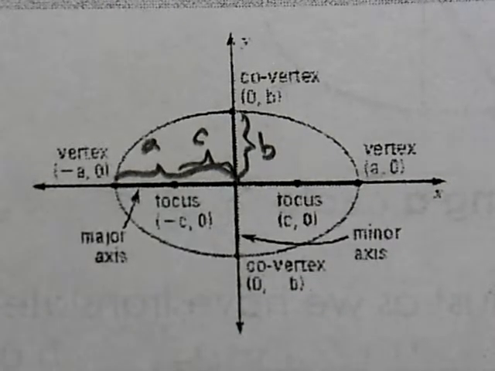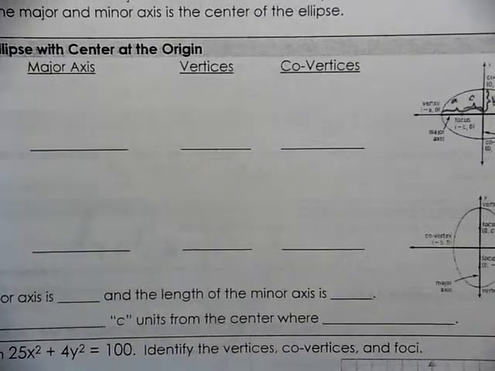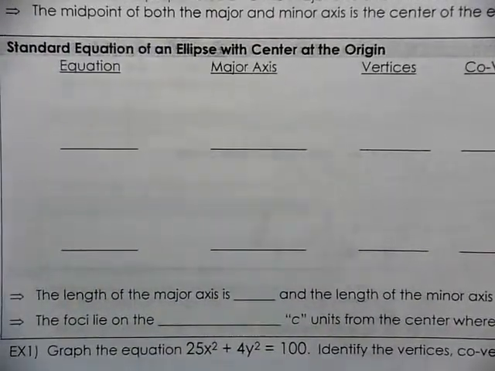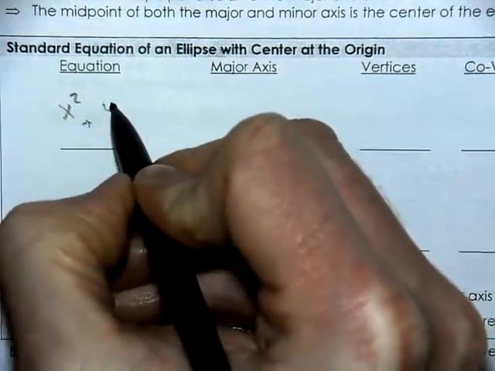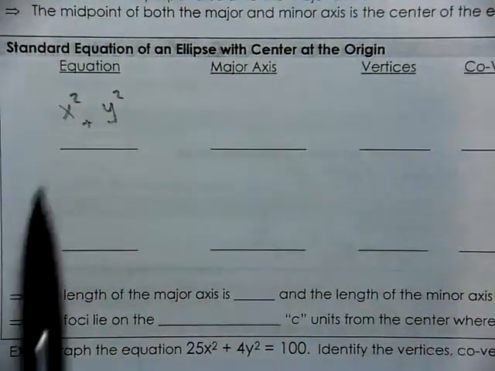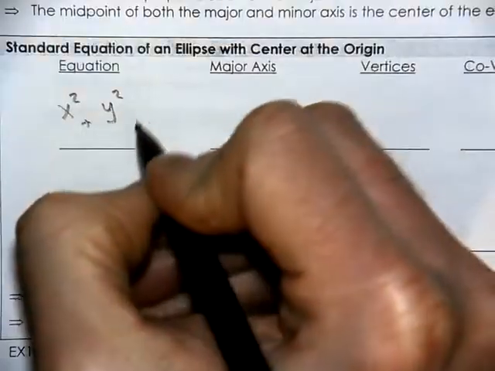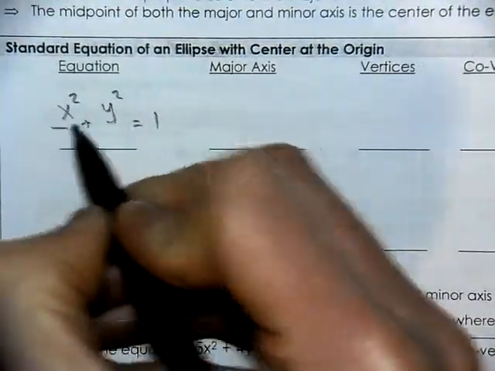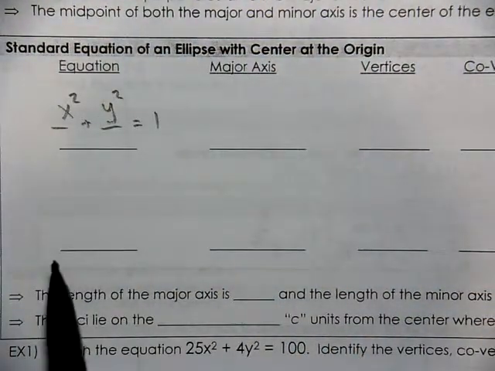So when we look at these equations, the equation will always start with x squared and y squared. For an ellipse, the x squared and y squared will always go in that order. Sometimes it'll have parentheses around it if the center's not at the origin. It always equals 1. The question is, what goes on the top and the bottom?